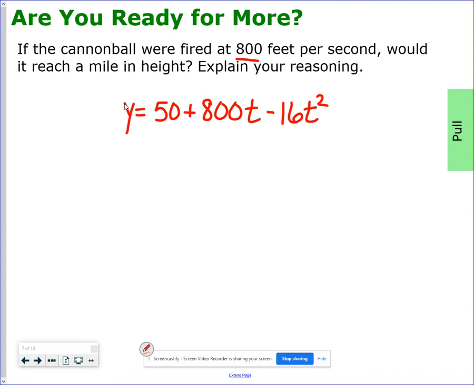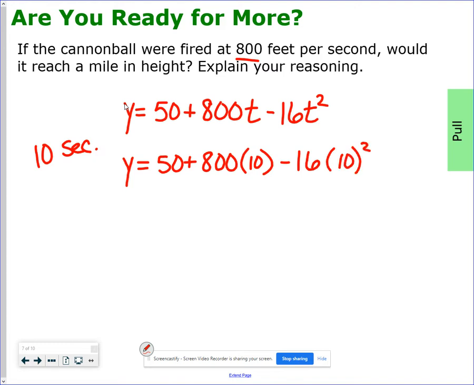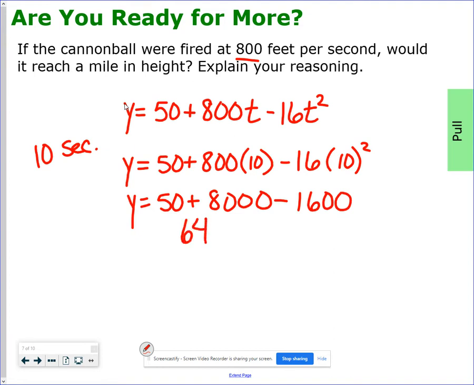Okay? So I want to know if it's going to reach a mile in height. Now, because I happen to know what this is going to work out to be, I'm going to use 10 seconds. Let's see what happens at 10 seconds. The last one, remember, it hit the ground at almost 20 seconds. So 10 seconds would be about halfway through its path. So here, if I put in 10 seconds, I want to see what the height is going to be. So I'll have 800 times 10 seconds minus 16 times 10 squared. So I'll have 50 plus 8,000 minus, 10 squared is 100, times 16 would be 1,600. And if you add those together, you get 8,050 minus 1,600, which is going to be 6,450 feet. That's the height that it would get at 10 seconds.